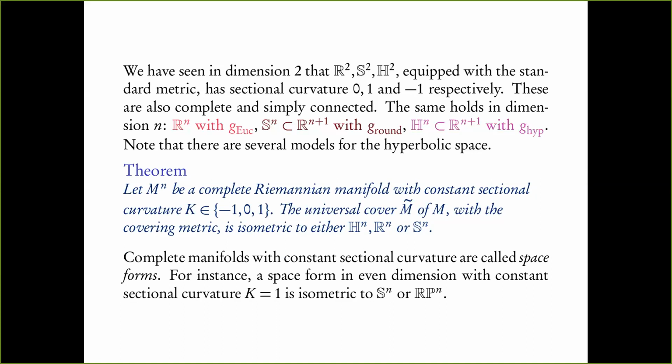So for instance, if you want to ask what is a space form in even dimension, it turns out this is not an obvious fact, it's a theorem. You're asking what are all complete manifolds with constant sectional curvature in even dimension and with sectional curvature 1. So you're looking for all manifolds M of dimension 2n which is complete, and the sectional curvature is equal to 1. And it turns out that the only such manifolds are Sn or RPn.